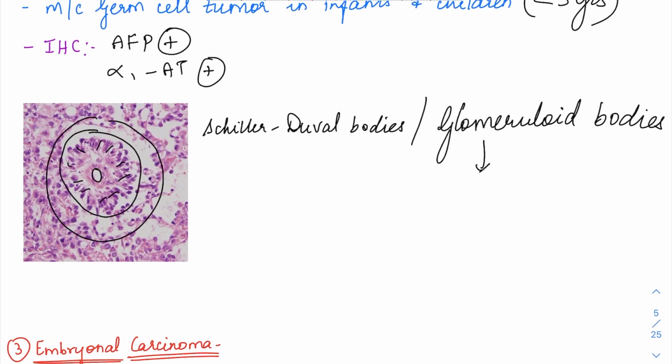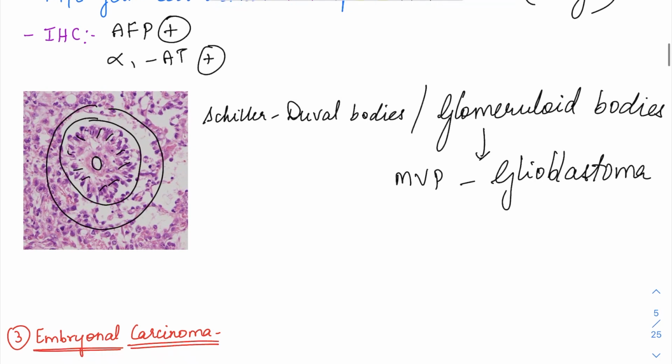So where else did you hear this name, glomeruloid bodies? Yes. Glomeruloid bodies we also saw in glioblastoma. In glioblastoma, one of the features was microvascular proliferation, right? So when there is lots of microvascular proliferation, it is going to appear just like a glomerular tuft. So there again, it was called glomeruloid bodies.